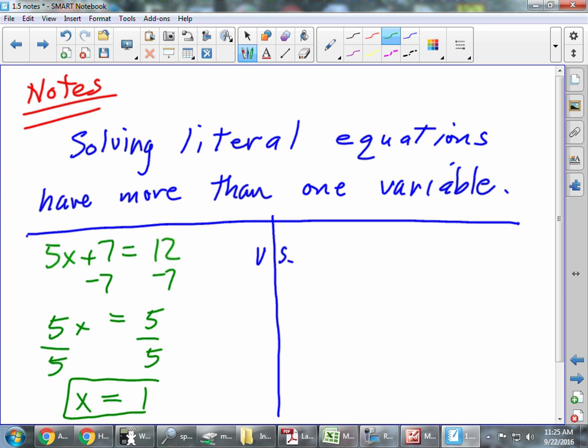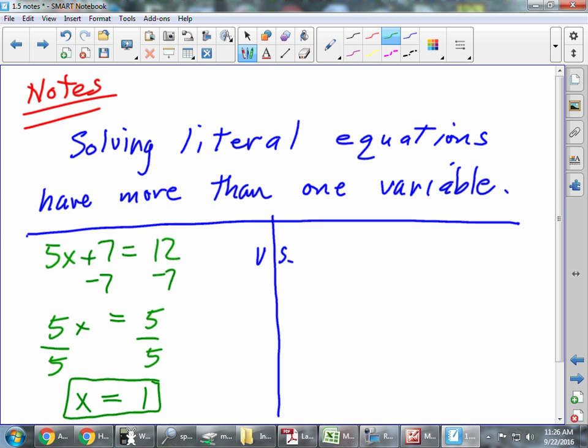Nice, neat answers. Well, with literal equations, your answer will not always be neat. Sometimes they're kind of a mess. So know that with literal equations, your answers may not be pretty.